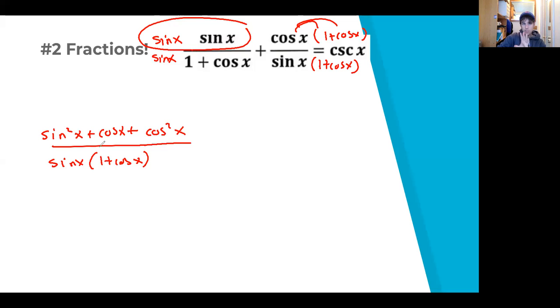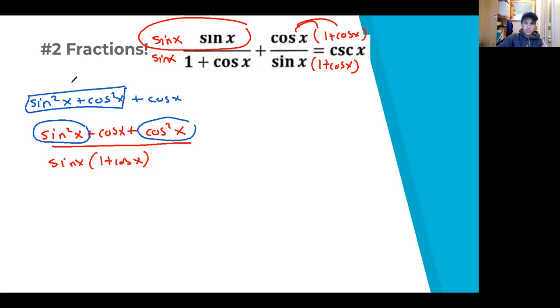Once I have this together, it's a single fraction now. I have a common denominator, so I'm just adding together the numerators. I have to start noticing what I can do with this. At this point, I see right here I have sine squared plus cosine squared. With a little rearrangement, I can put this in a different order: sine squared x plus cosine squared x plus cosine x. That's just rearranging terms, something we're allowed to do with addition. And we know this is just equal to 1. So let's rewrite this whole thing a little bit simpler. I end up having in the numerator 1 plus cosine x, over sine x times 1 plus cosine x.